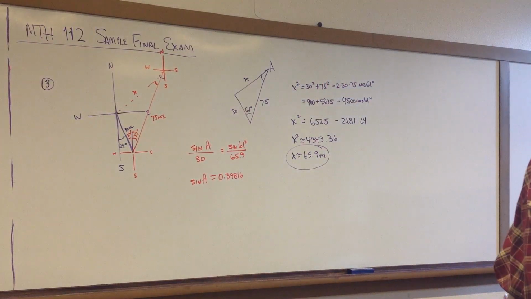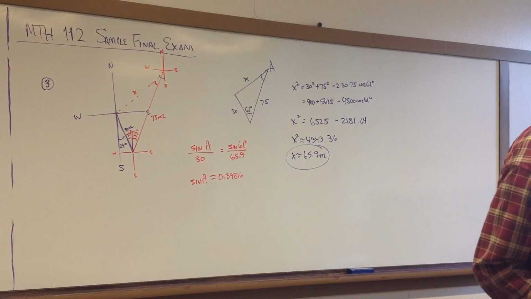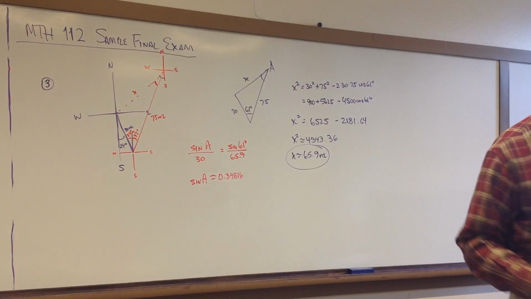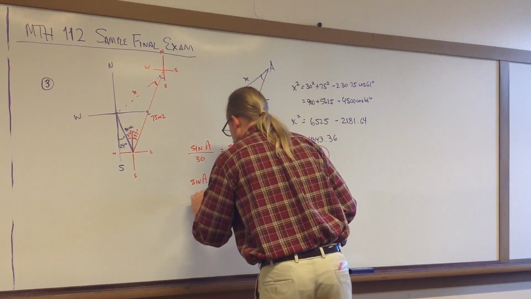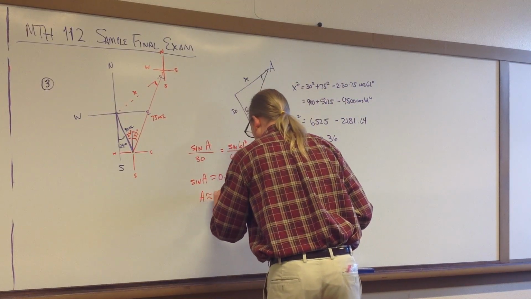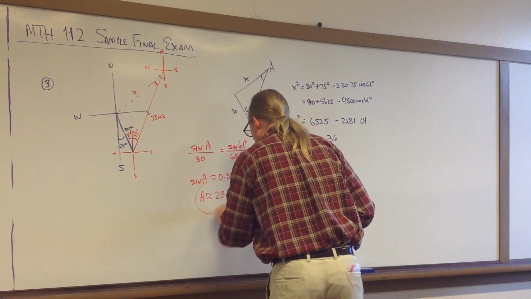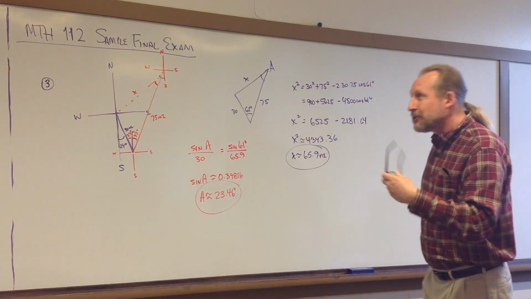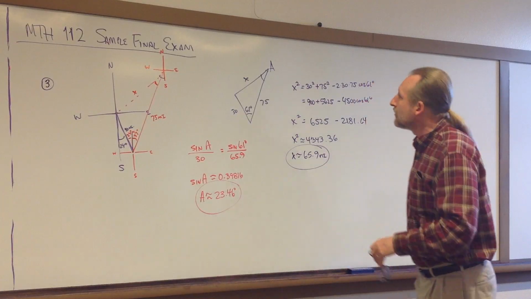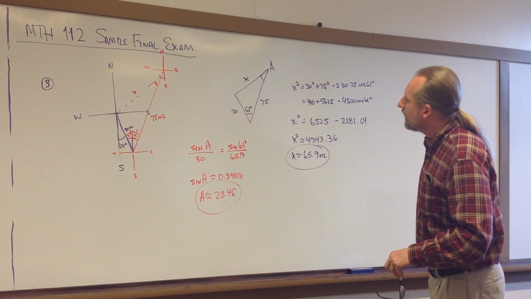Okay, now let's see if we do the inverse sine there. That says that angle A is 23.46 degrees. Okay. Now, I'm using the law of sines. I do have to be careful about that ambiguous situation.